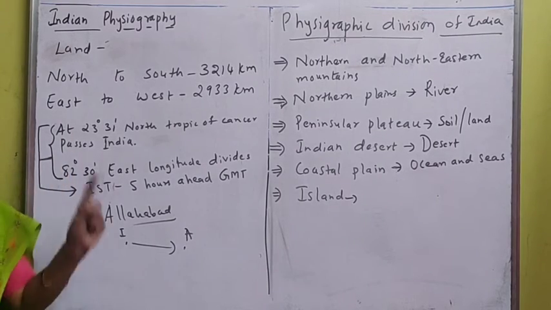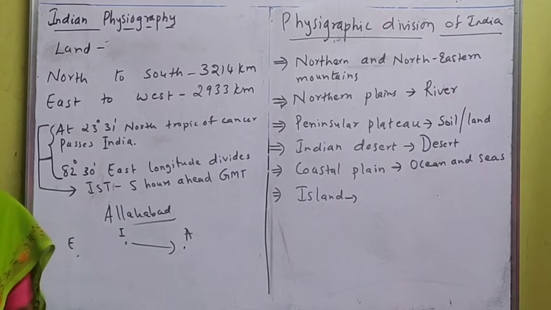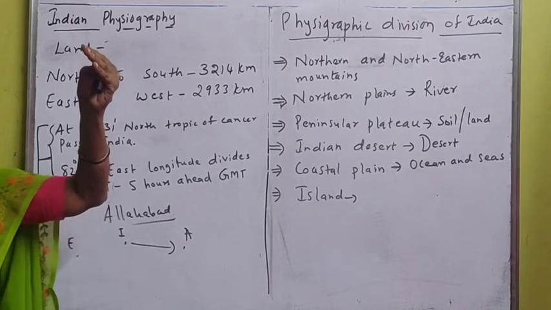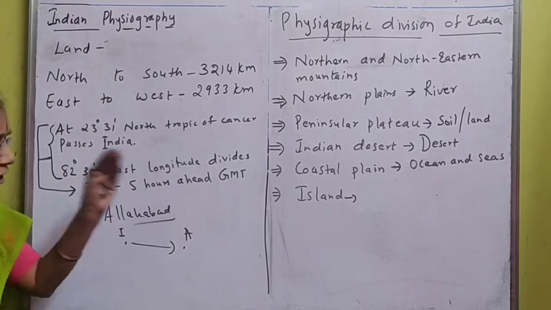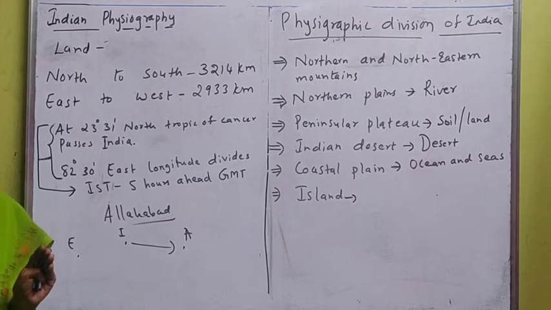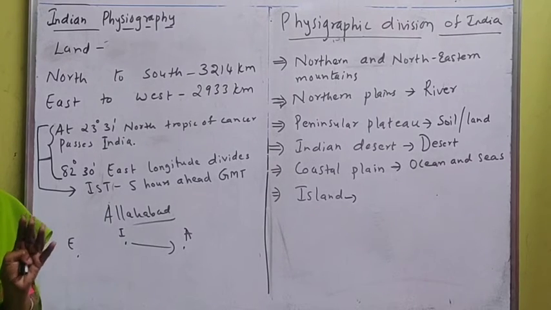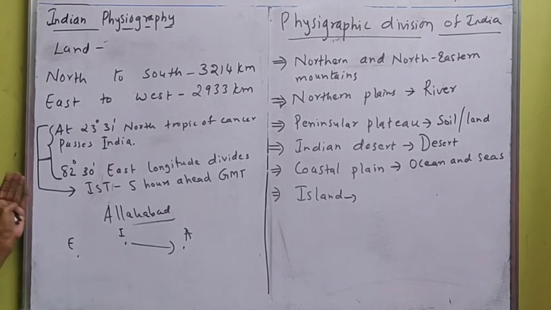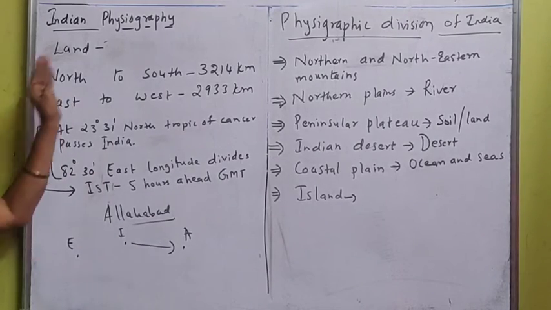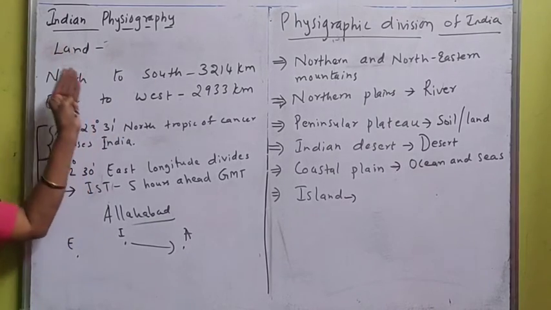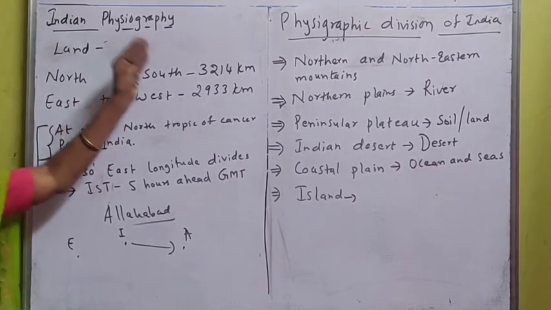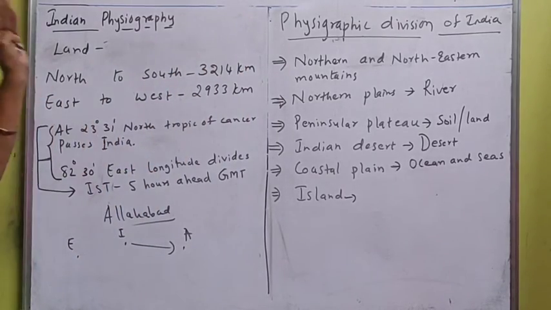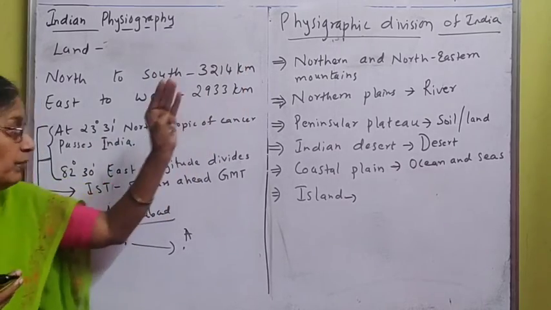Then I told you regarding the Tropic of Cancer. It passes through India. It is dividing India into 2 regions, northern region and southern region. Similarly, the longitude I told, 82.5 degrees, passes through India, which divides India again into 2 more regions, the eastern region and the western region. So that is how the division of the land is there in India. From north to south, it stretches 3,214 kilometers. From east to west, it stretches 2,933 kilometers.